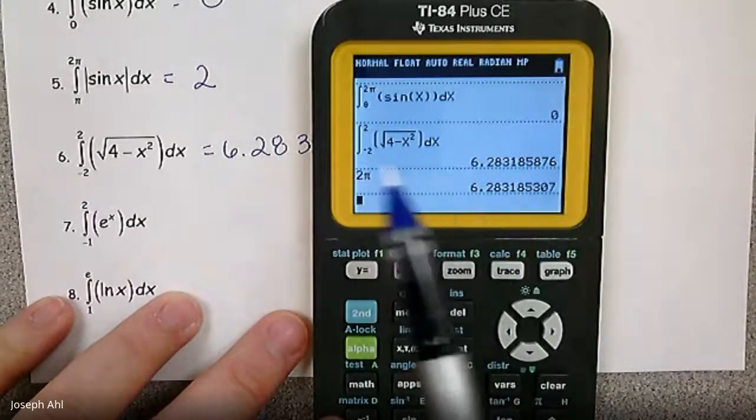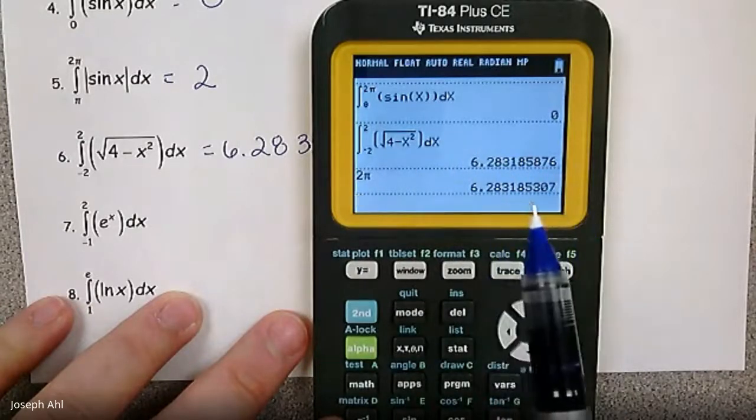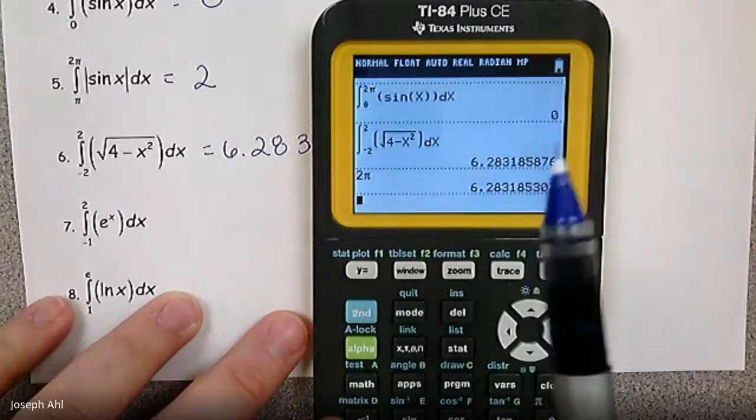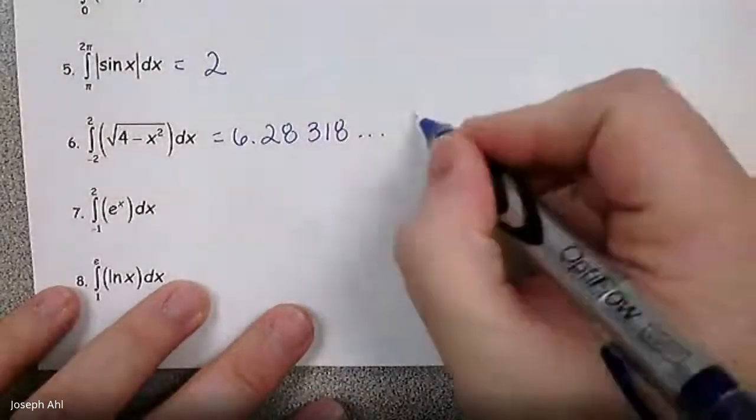And by the way, based on the algorithm that the calculator uses here to find the area under the curve, you notice that it's slightly different in the decimal values at the end here, but it's a good approximation to give us that, yeah, this is going to be 2 pi.